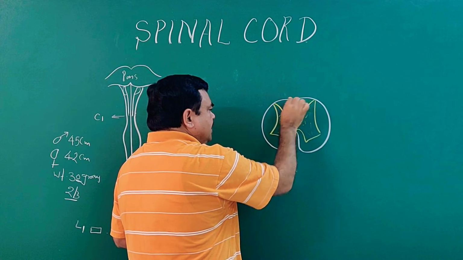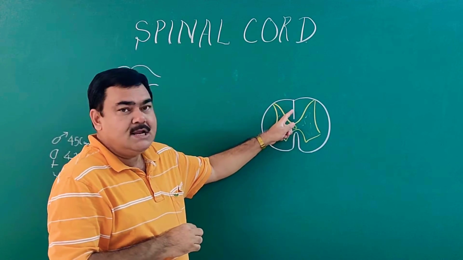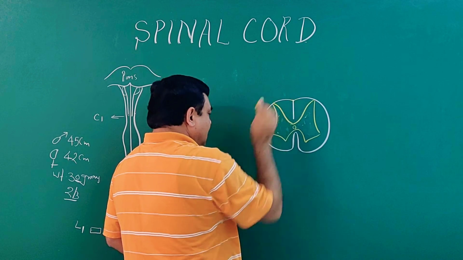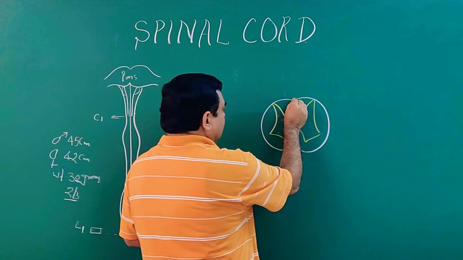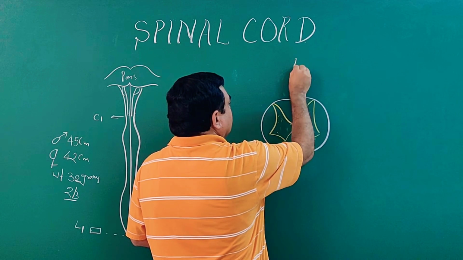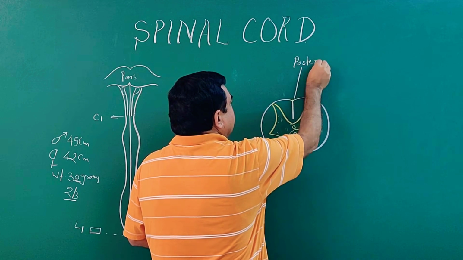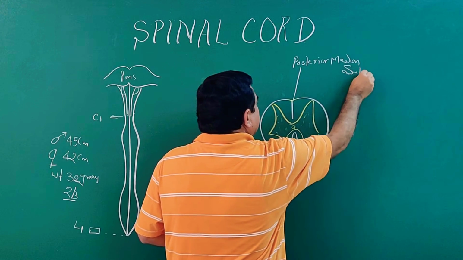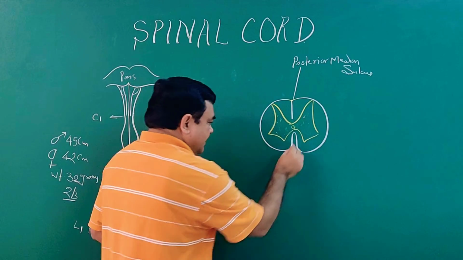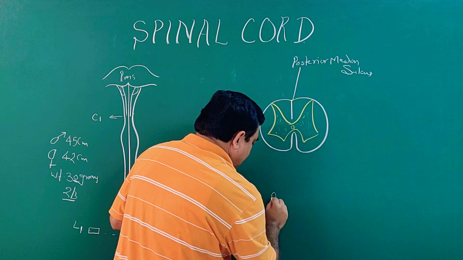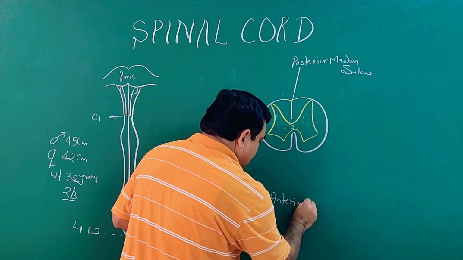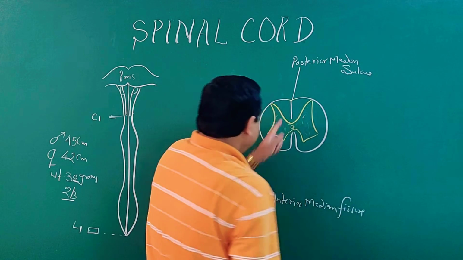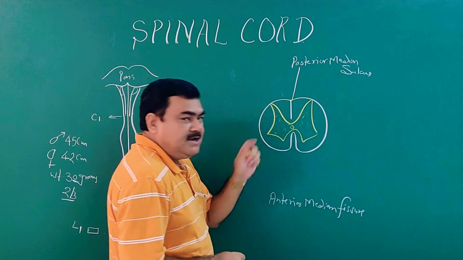Here is the posterior median sulcus. This is the posterior median sulcus, and anteriorly here, this is the anterior median fissure. So here is the sulcus and this is the fissure on the anterior side.